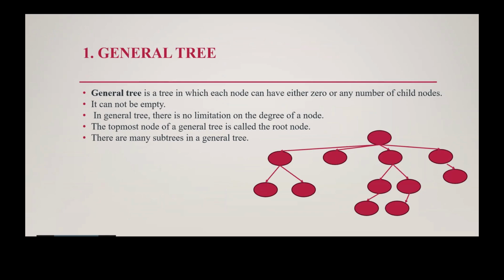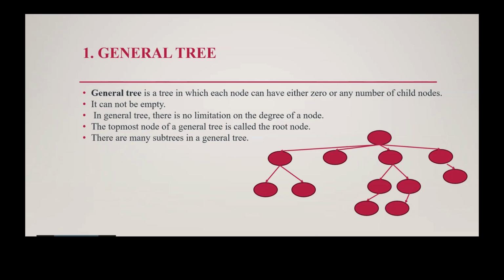So first one is the general tree. General, by the name, means a node can have any number of children. It can have 0 children, or 1 child, or 2 children, or n number of children. It is possible. There is no restriction. At that time it is called a general tree.